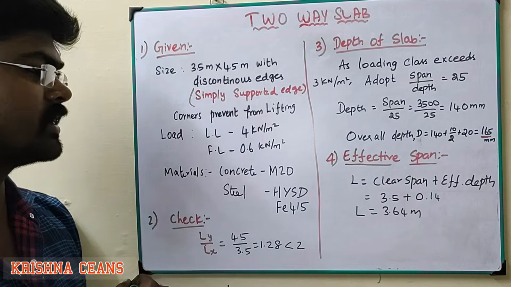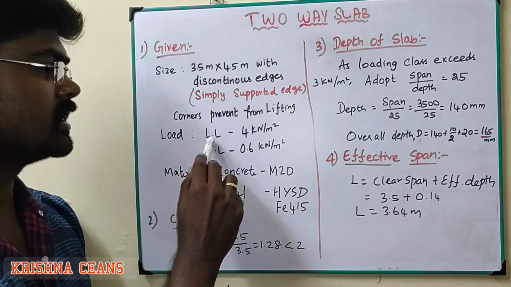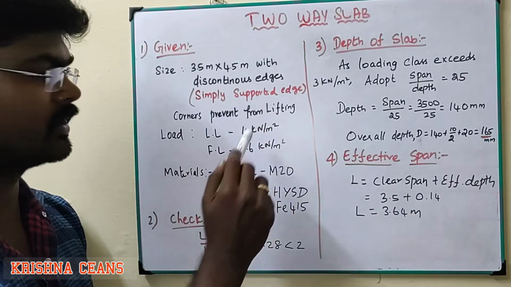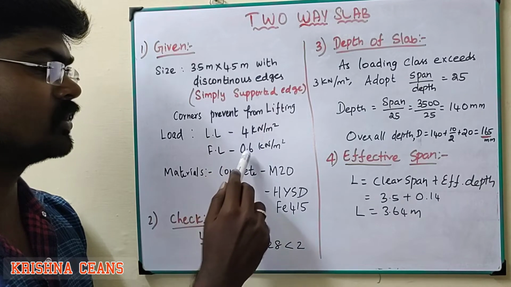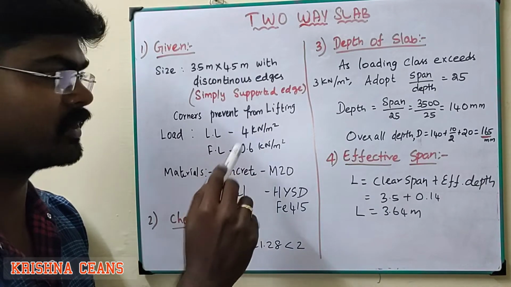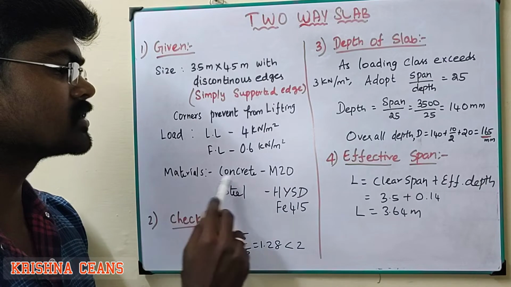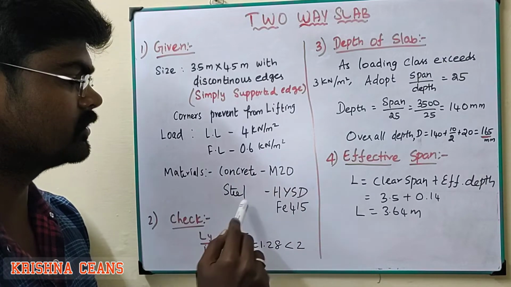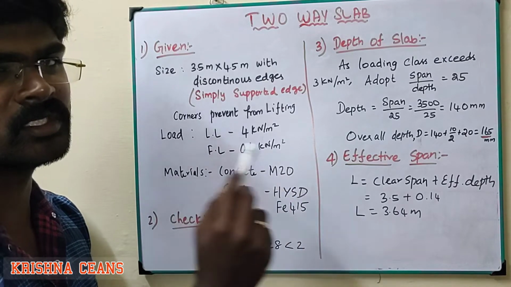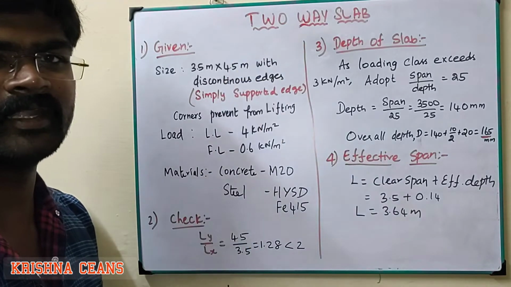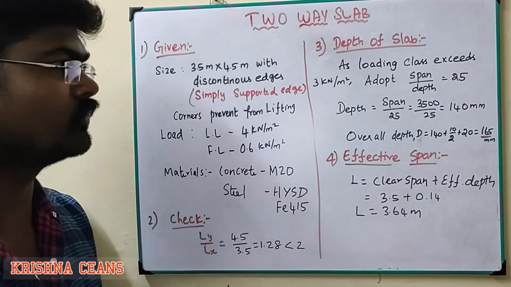Then what are the loads they provided? Given live load is 4 kN per meter square. Floor finish load is given as 0.6 kN per meter square. Then materials: concrete M20 grade, and steel Fe415 HYSD bars. So these are the given data for the design of two-way slabs.